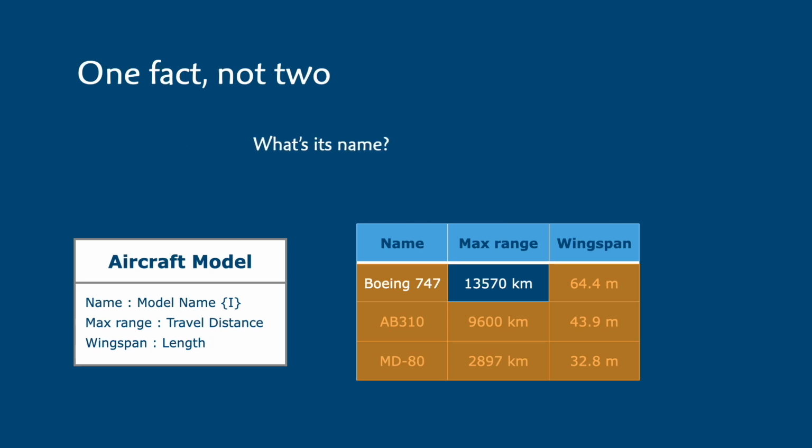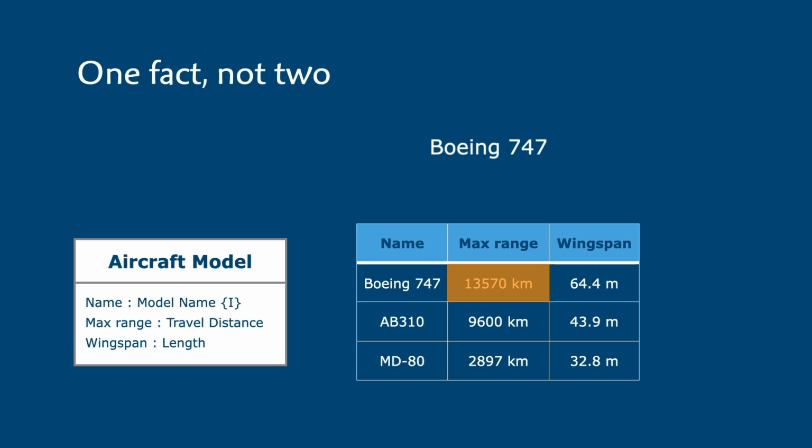Or rather, what's the name of that aircraft model? We get a simple answer, Boeing 747. And sure, you could argue that this is a single fact. It's the name, right? Or is it? If it is just a name, you can't ask who the manufacturer of that aircraft is. Even though you see the name right there, remember that we plan to treat all instances the same.